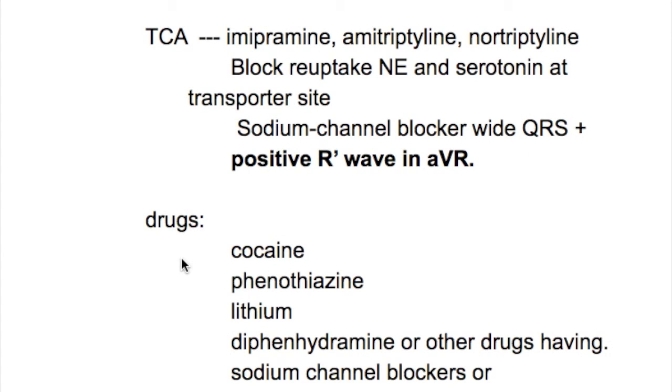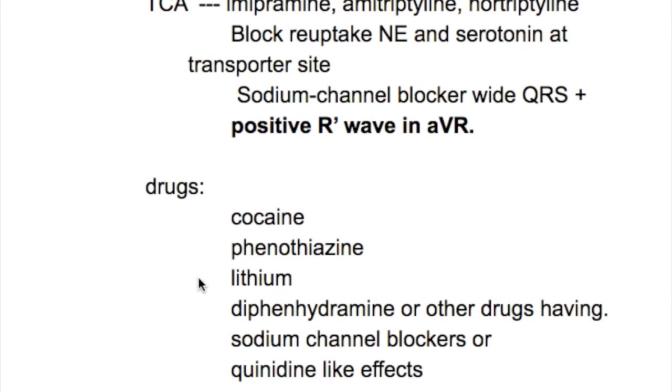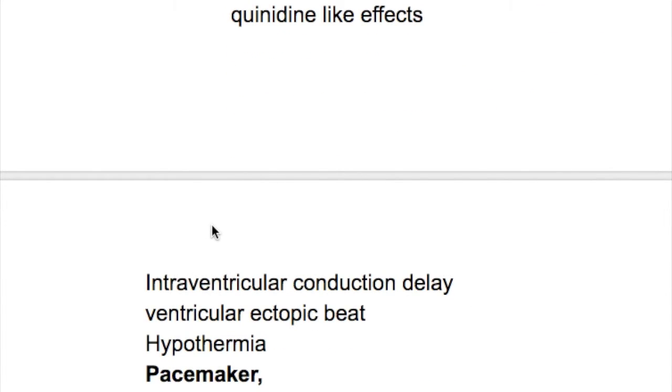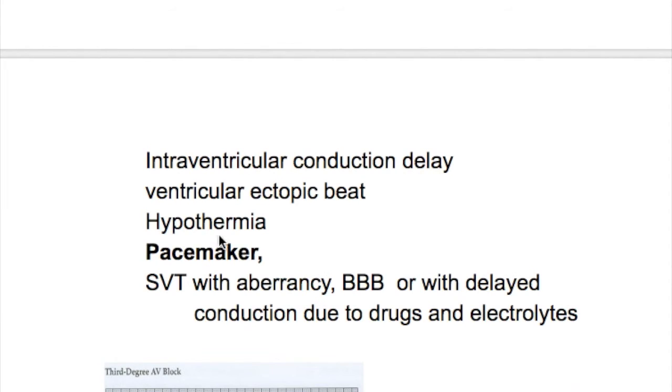And what are the other drugs that cause wide QRS? Cocaine, phenothiazine, lithium. Among the antihistamines, diphenhydramine causes it, and also the quinidine-like effects produced by sodium channel blockers. They also cause wide QRS complex. The other causes of wide complex are intraventricular conduction delays, ventricular ectopics, hypothermia, and a pacemaker.